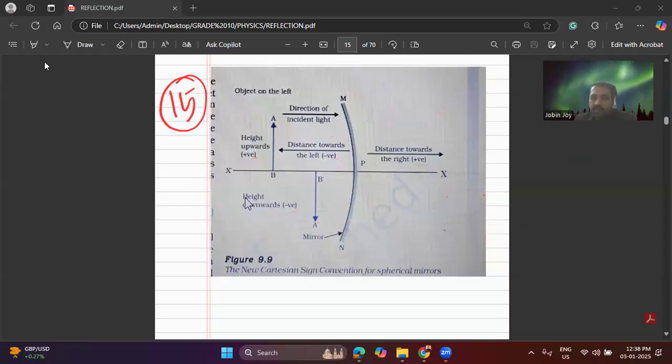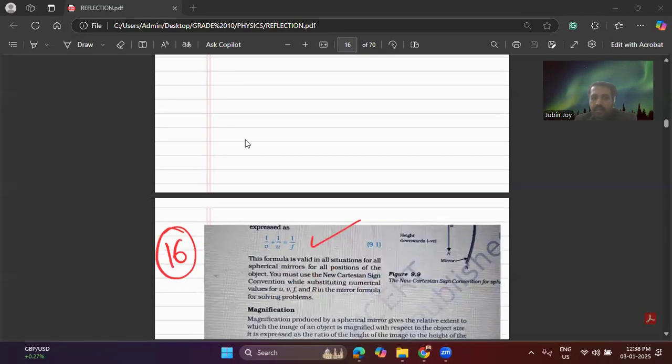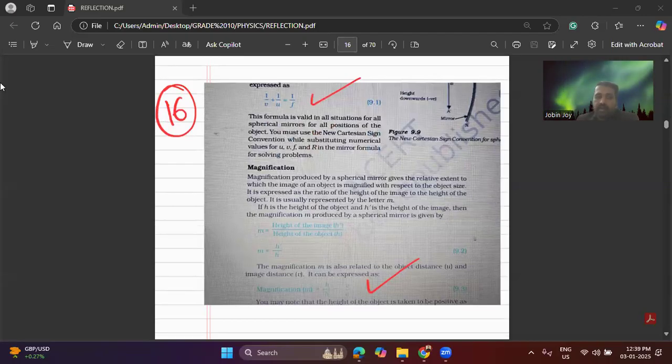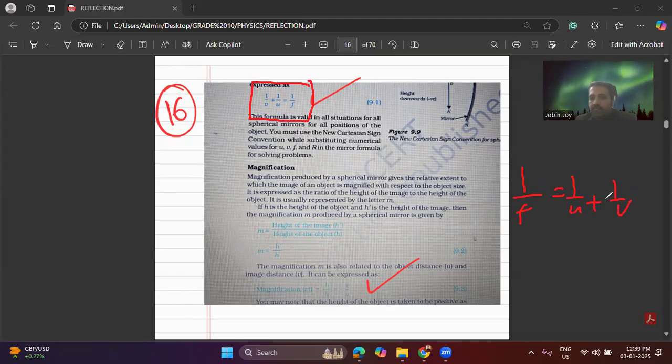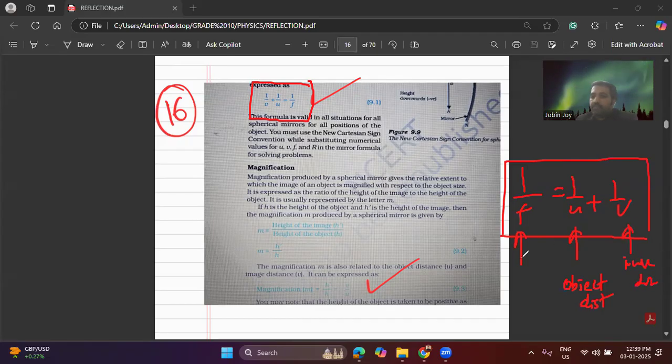This is very important to solve problems. Then coming to the next one, that is the mirror formula. The equation is 1 by F is equal to 1 by U plus 1 by V. Where F is called the focal length, U is called the object distance, and V is called the image distance. This is very important.